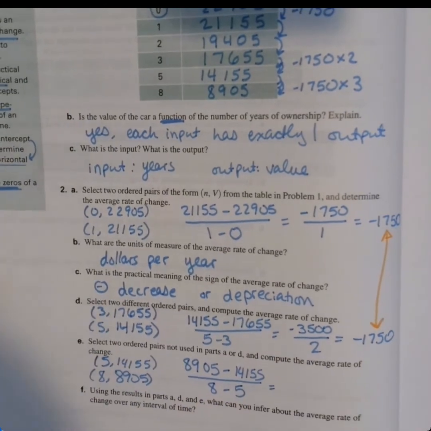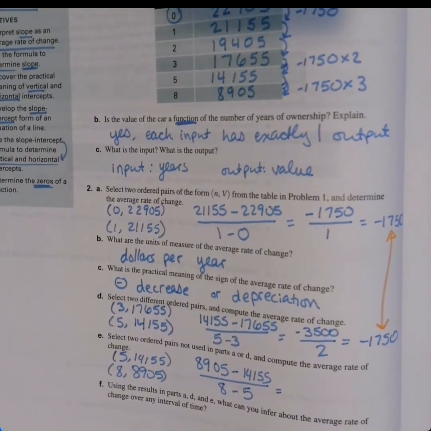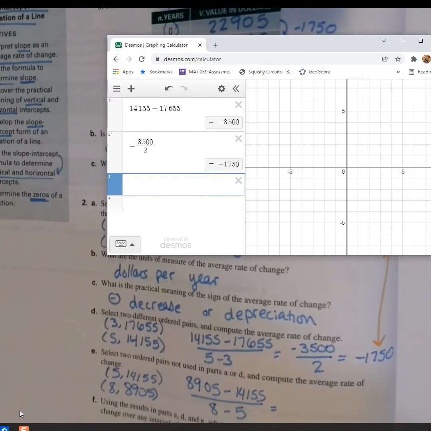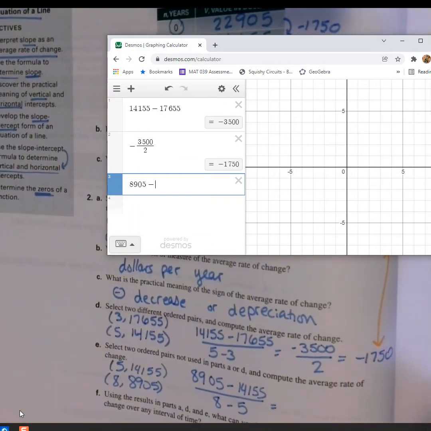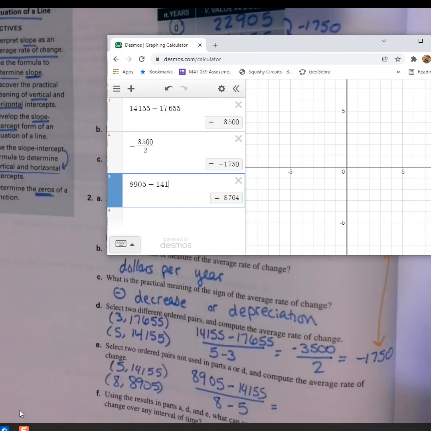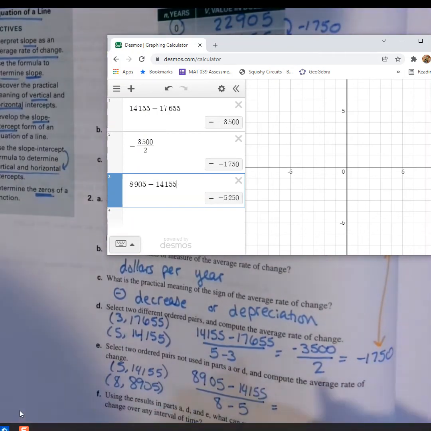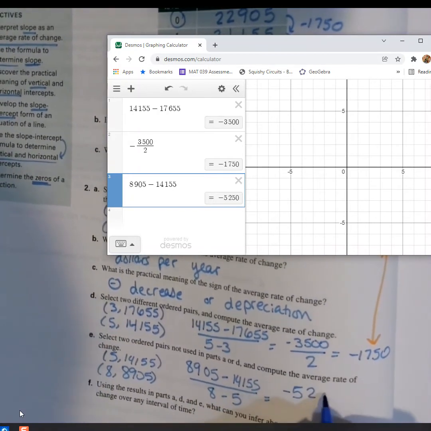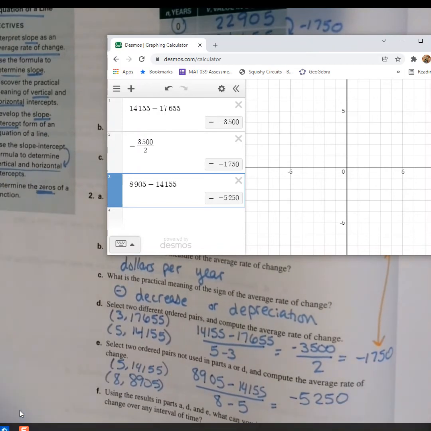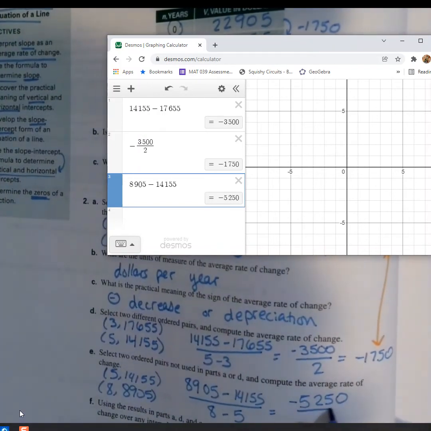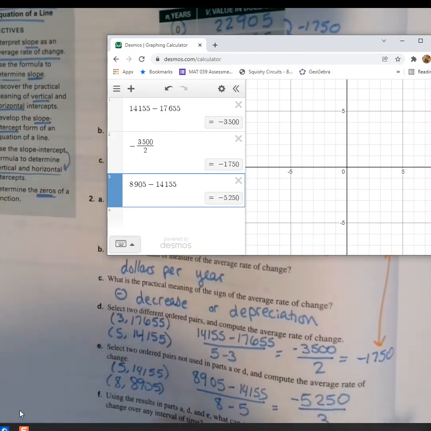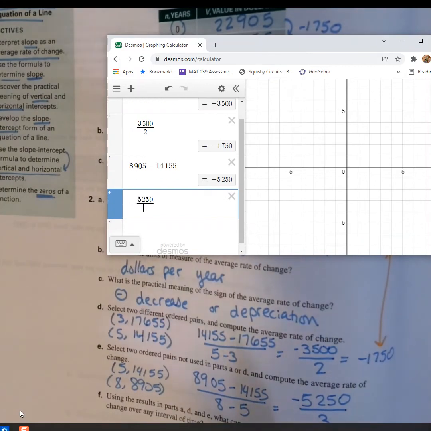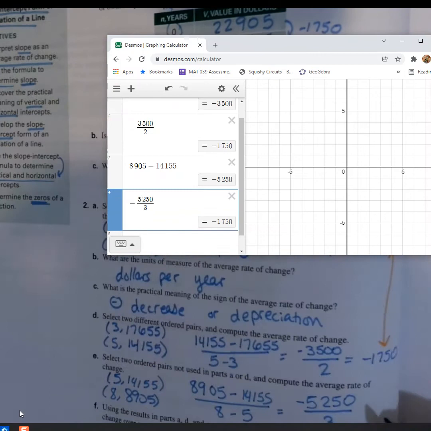And again, I'm going to use Desmos to help me with the computation. So here, we need to do 8,905 minus 14,155. That comes out as negative 5,250. And we're going to divide that by 8 minus 5, which is 3. So negative 5,250 divided by 3, it's negative 1,750 again.